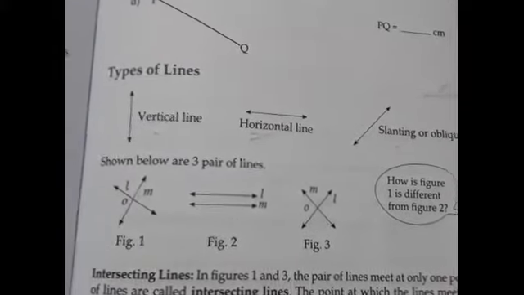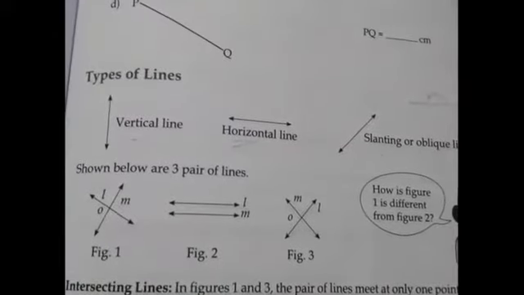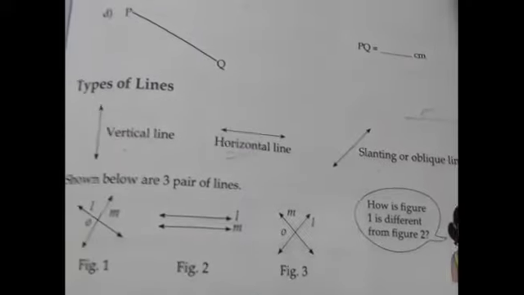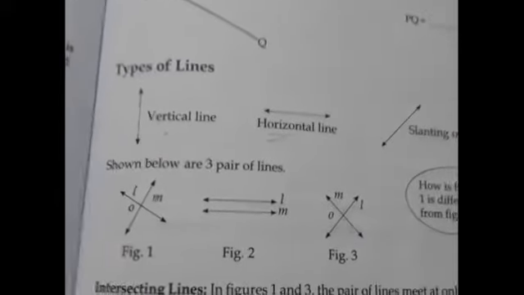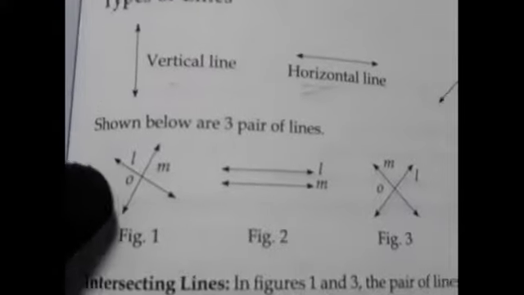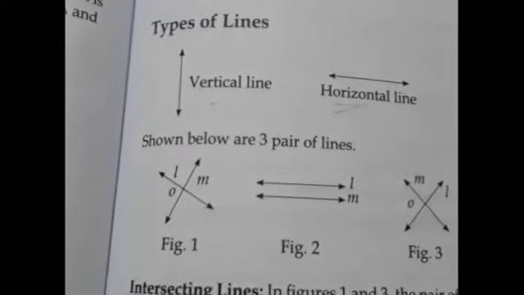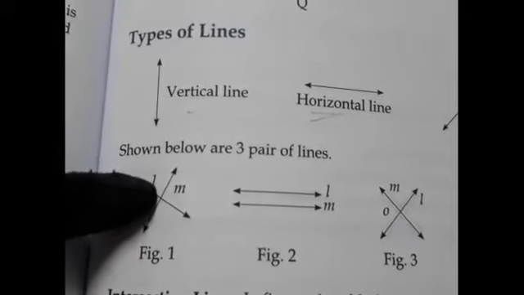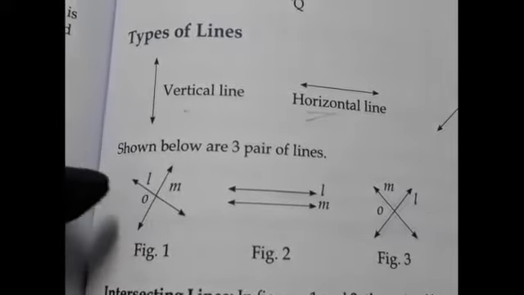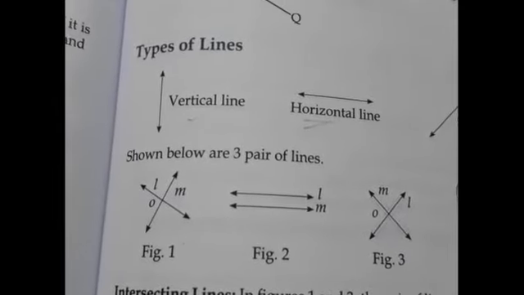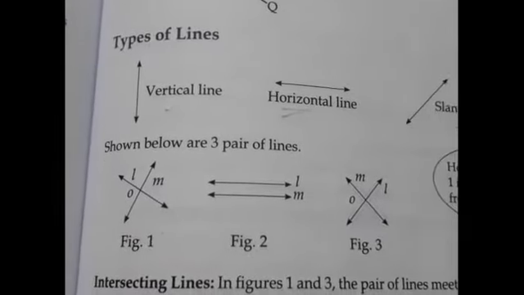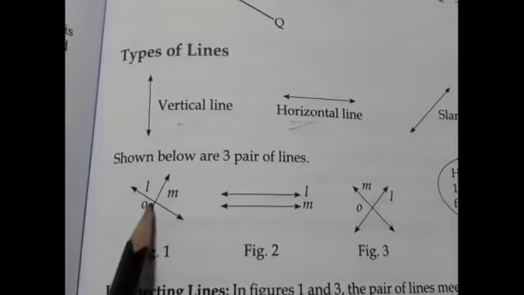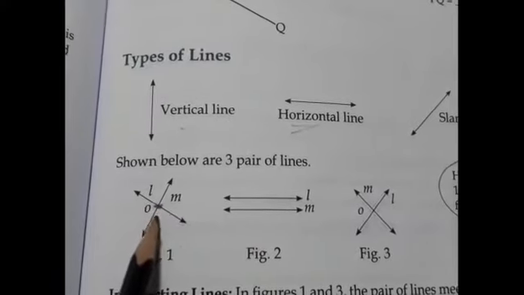Next we'll move to intersecting lines. What are intersecting lines, students? The pair of lines which meet at only one point are nothing but intersecting lines. The point at which the lines meet or intersect is called the point of intersection. This O is nothing but the point of intersection.